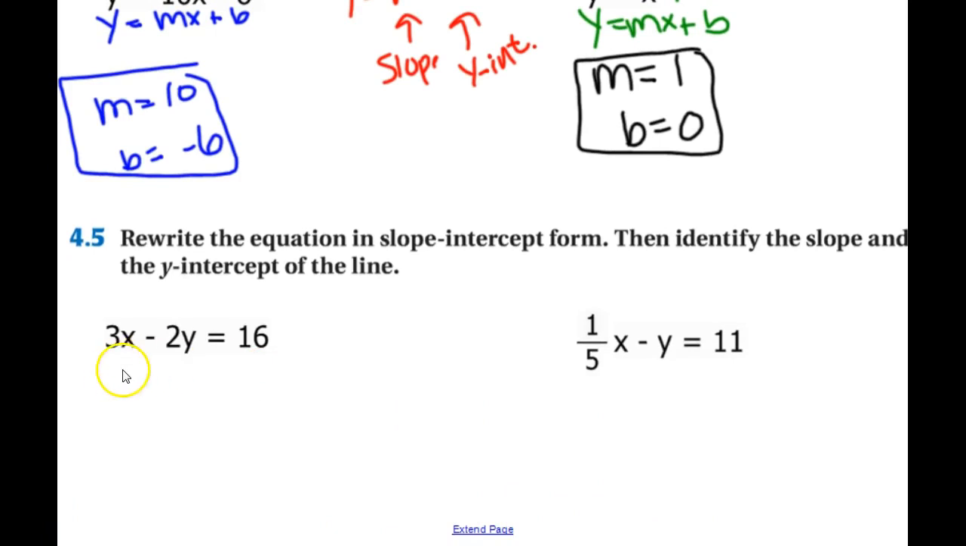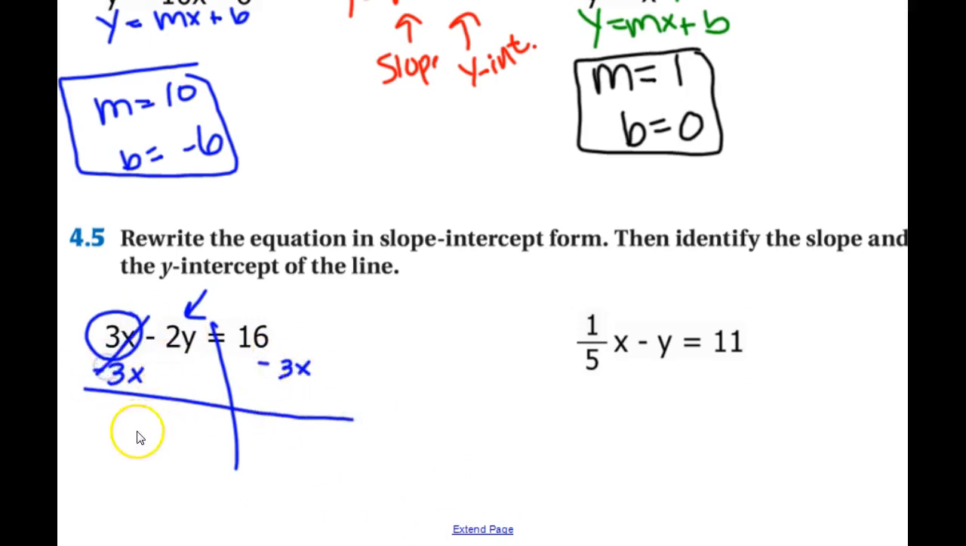Now we need to do the same thing here, but these ones are not solved for y, so we just need to solve for y first. So we need y by itself. We're going to get rid of this 3x. I'm going to subtract 3x because it's a positive. Oops, I just put add. Subtract. So those eliminate, and I have negative 2y equal to negative 3x plus 16. And then these are touching, that's multiplied, so we need to divide by negative 2.